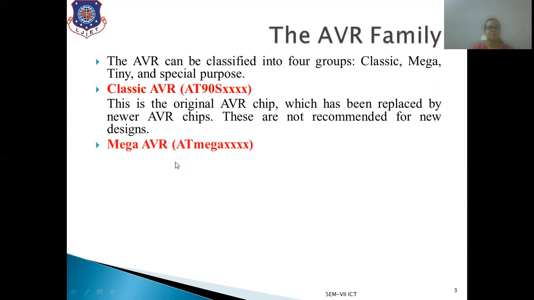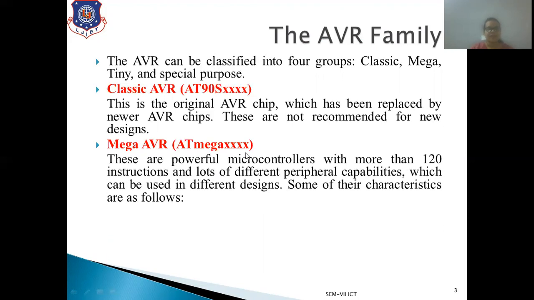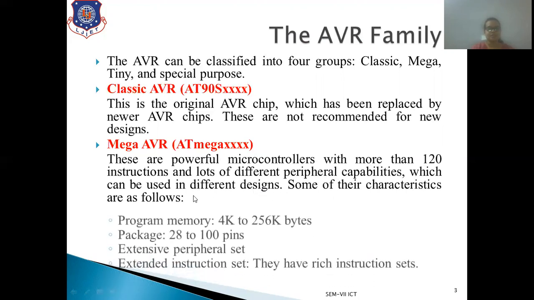Then second, that is mega AVR. Mega AVR can be named ATmega, where AT stands for Atmel, mega for the mega type of AVR, and 4X stands for the series of that particular number. These are powerful microcontrollers with more than 120 instructions and a lot of different peripheral capabilities which can be used in different designs. Some of the characteristics are as follows.